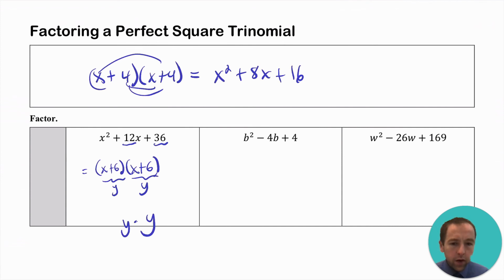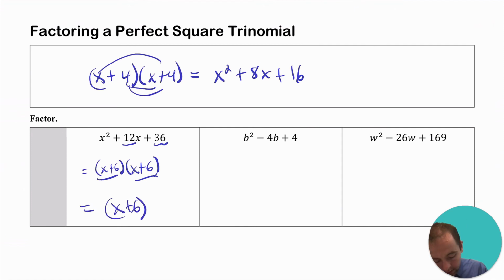But can you simplify y times y? Yeah, it's y squared, right? So in math, whenever you have the same quantity times the same quantity, you can simplify that. So it does turn out that this is the same thing as the quantity of x plus 6 times itself. So it is the same thing as the quantity of x plus 6 squared.